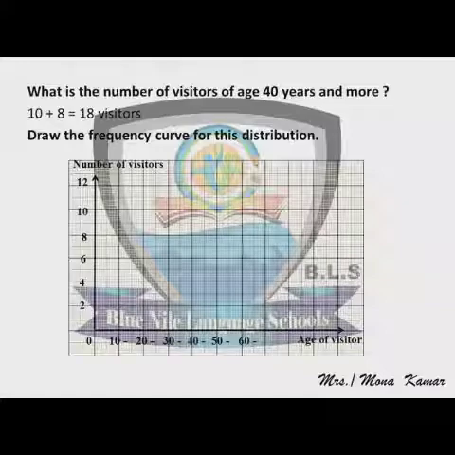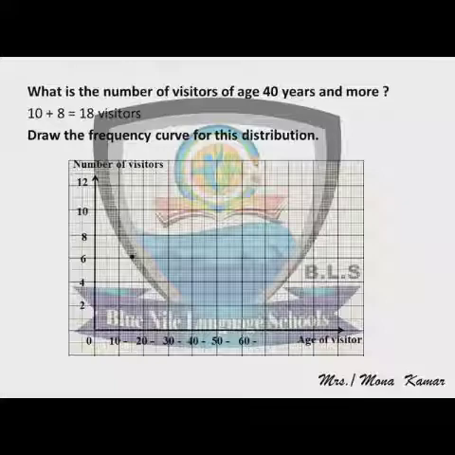Age of visitors 10 and more. It is the set that begins with 10 and ends with 20. As we said at the beginning of the video, what is the center of the set? For a set that begins with 10 and ends with 20, 10 plus 20 over 2 equals 15. So from the center of the set, from the point representing 15, we rise to 6 and put the point.